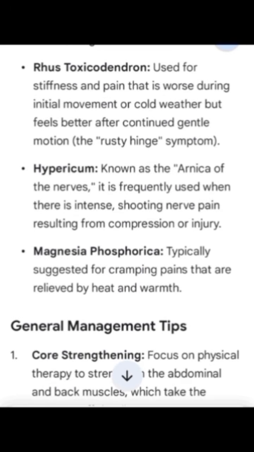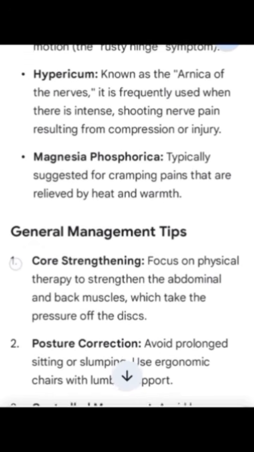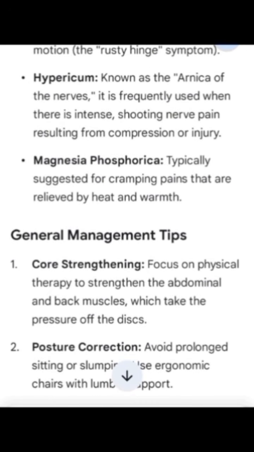Hypericum, known as the arnica of the nerves, is frequently used when there is intense shooting nerve pain resulting from compression or injury. Magnesia phosphorica, typically suggested for cramping pains that are relieved by heat and warmth.